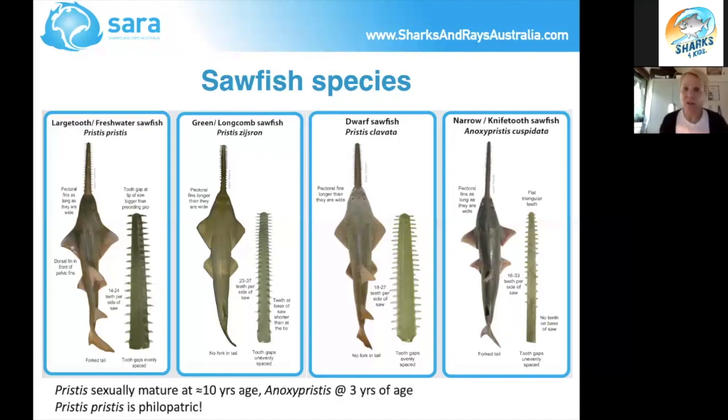Now, what you can see on this image as well is that you can differentiate the different species of sawfish based on the characteristics of the saw. When you look at the saw, how are the teeth spaced? But then also, is the saw straight or is it tapered? For example, when you look at Anoxypristis, the narrow sawfish, you can see that the teeth are really flat, and that's unique for this species.